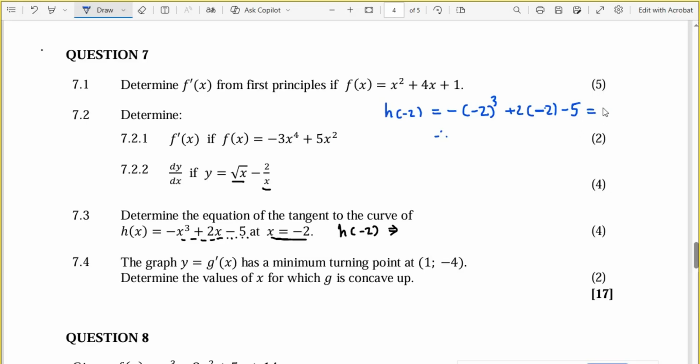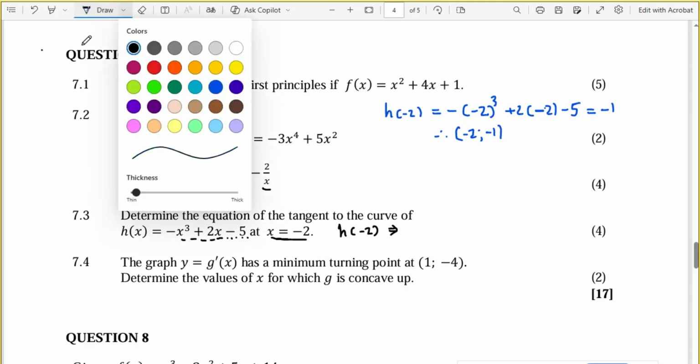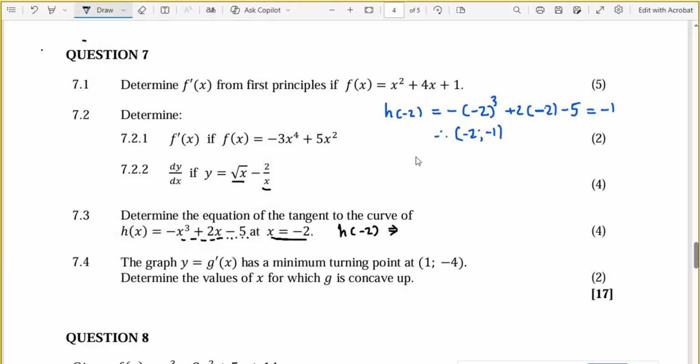It's -1. So if this is -1, therefore the point of contact, the x is -2, the y is -1. I'll explain why. Remember, the standard form of a tangent line, it's a straight line, so it should be in the form of y is equal to mx plus c. We're going to use that point to find c. But now let's first find the gradient.